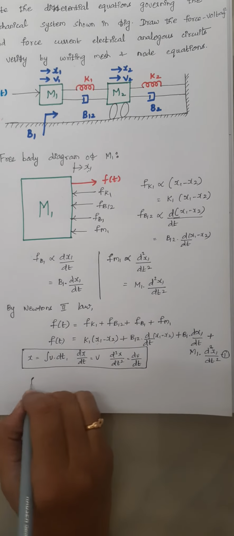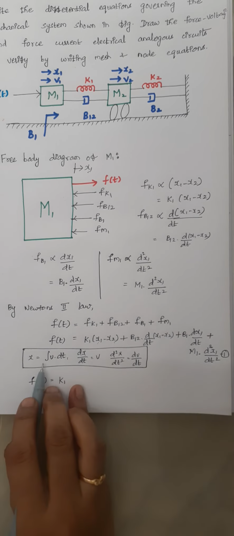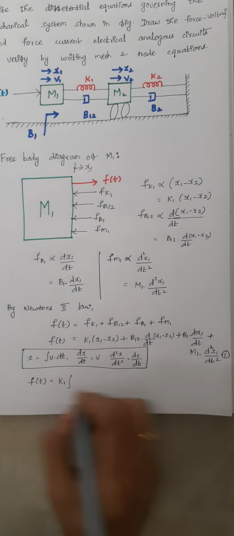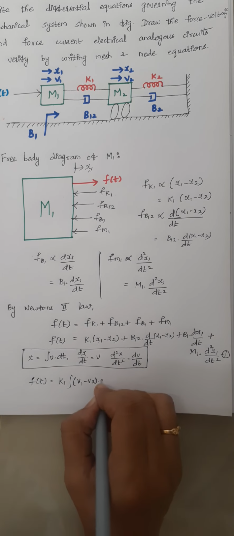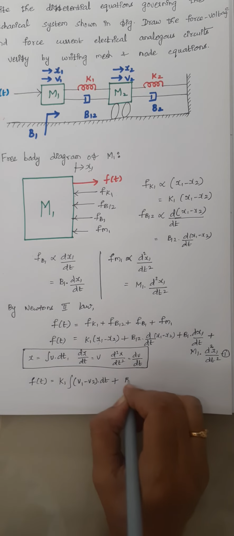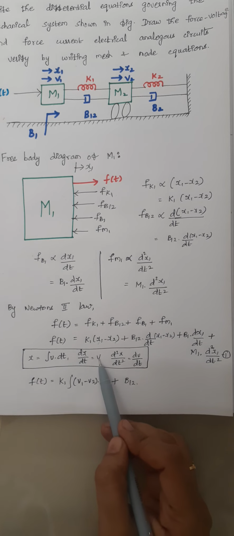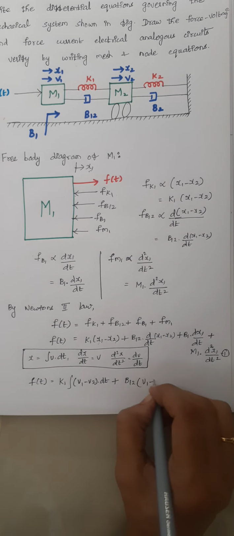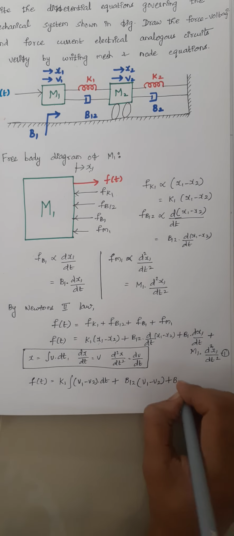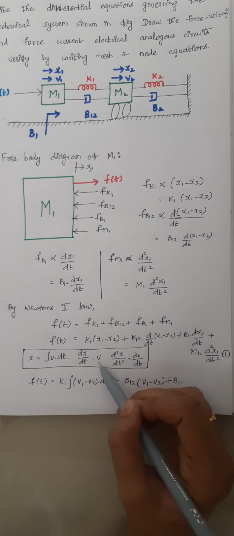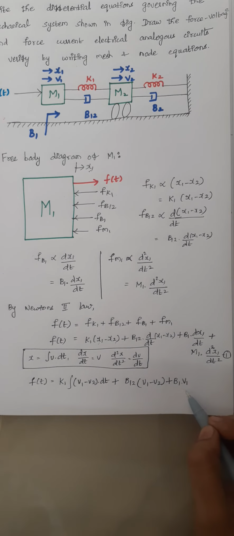So here we will have f of t equal to k1 into, in terms of x, the integral of v dt. Since we have x1 minus x2, we write v1 minus v2 into dt, plus b12 into d by dt, which is nothing but velocity, so just write it as v1 minus v2. And the next one is b1 into dx by dt, represented as v, so dx1 by dt is written as v1.